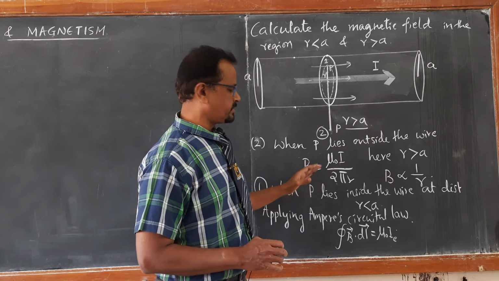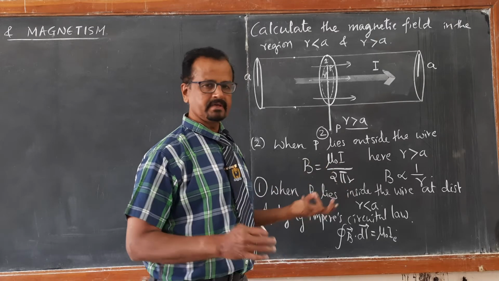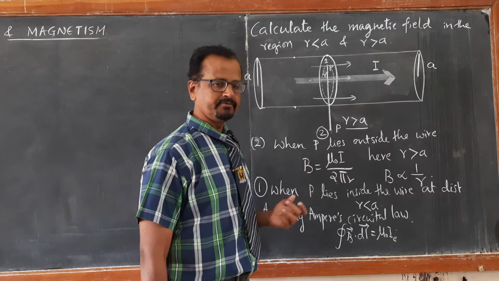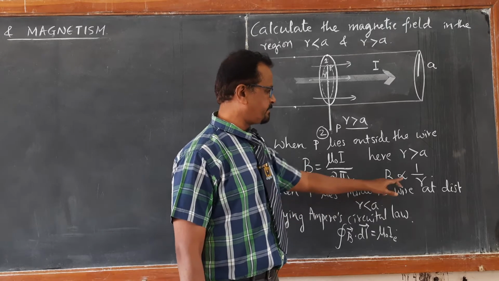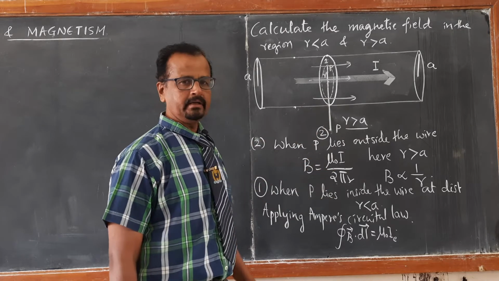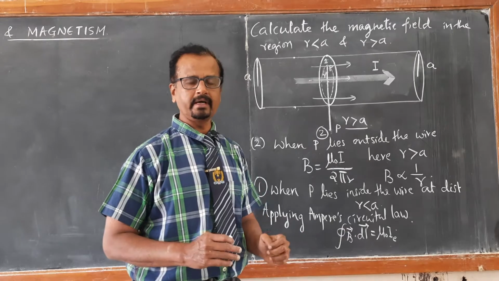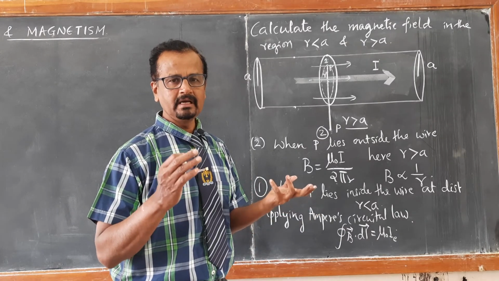So from this equation it is quite clear that if you know the distance and if you know the strength of the current, very easily we can calculate magnetic field, and it is evident that magnetic field is inversely proportional to the distance. As you go away from the wire, magnetic field goes on decreasing. As you approach closer and closer to the wire, magnetic field goes on increasing.